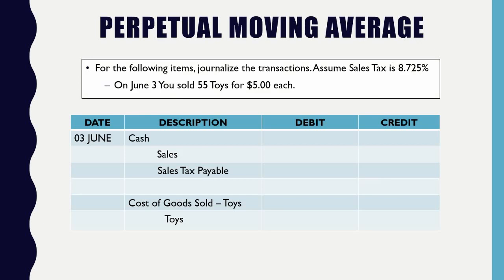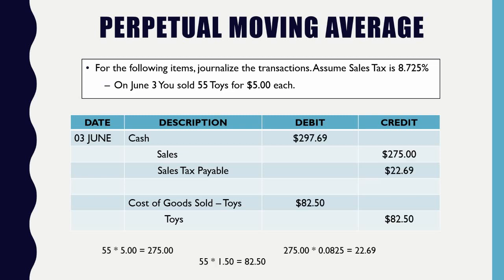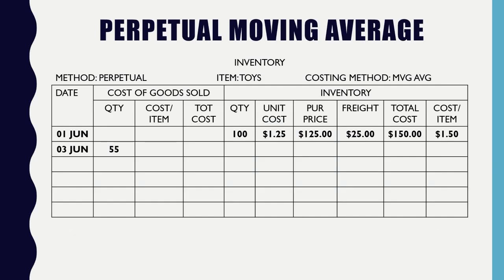Then on June 3rd, you end up selling 55 toys for $5 each. In this case, we are looking at the batch of inventory. If we did calculate the average cost, we would have to do it again anyways. We only have one batch of inventory, so our only number to use there is $1.50 per item. So I pop it in there to get a total of $87.50, and I'm going to go ahead and subtract that out.